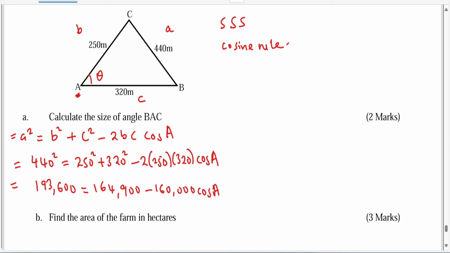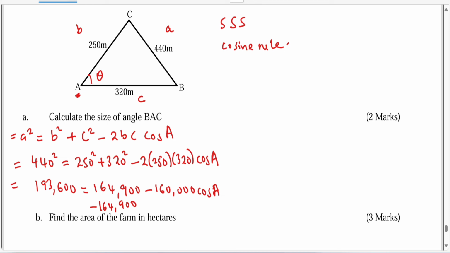Kwa nini? Kwa sababu hiyo negative 160,000 iko pamoja na cos A. So don't subtract those two numbers. Be very careful. Na wanafunzi wengi huwa wafanya hiyo. Ni kazi ni sawa kama kusema 3 minus 2A. Huwezi chukua 3 minus 2. Sawa? So don't do that. So hizi mbili ni tofauti. 164,900 ni tofauti na negative 160,000 cos A. So don't subtract. So what you need to do ni kutoa hii 164,900 here.